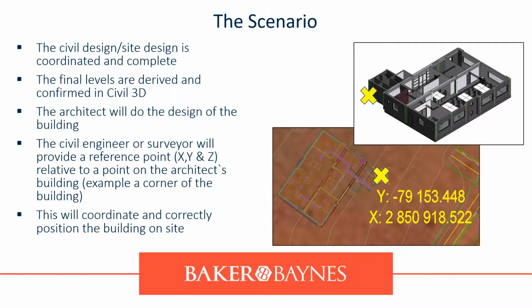Okay. So the design is done. It's come to a final level. You know where you need to position it per the civil engineer or the surveyor in terms of the positioning. And now we will need to coordinate it so that it is positioned correctly in Revit as well as in Civil 3D. So let's have a look.